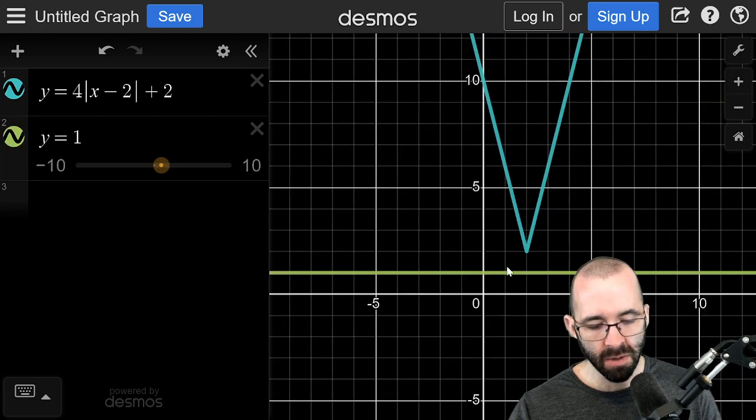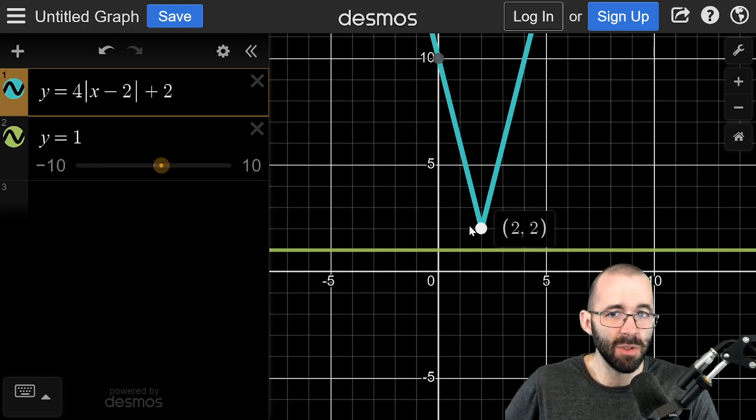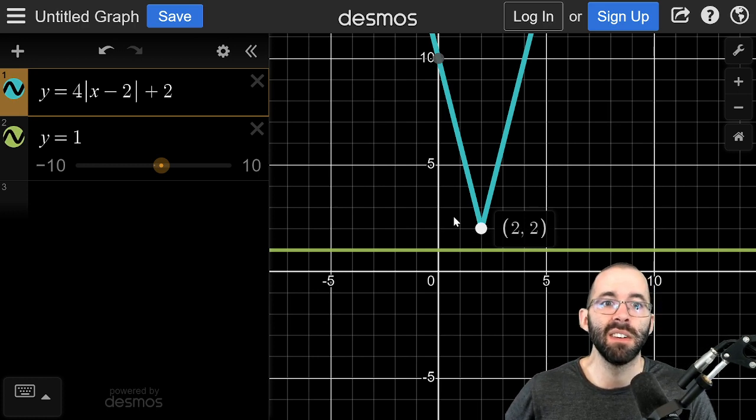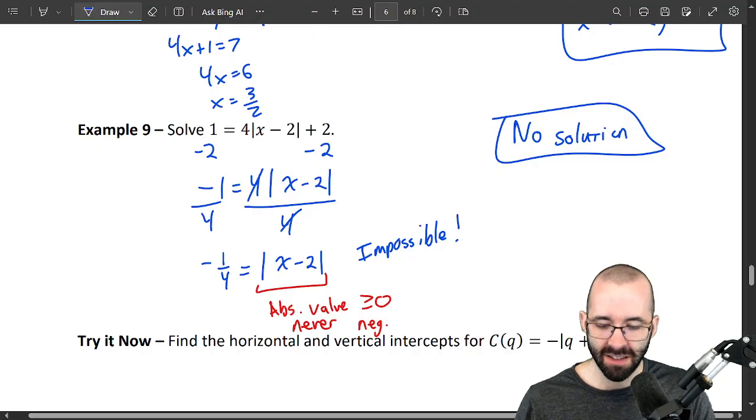When is the absolute value graph equal to positive 1? The smallest value this function ever gets is 0. The function is never going down to positive 1. This never happens. They never cross. That's how we can visualize that.